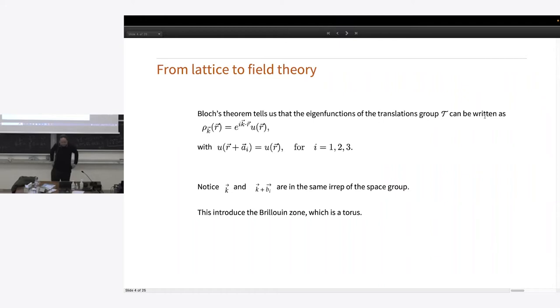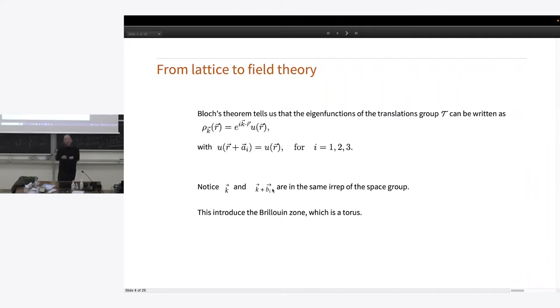Thanks. So one important thing is that momentum k and momentum k plus b_i, where the b_i are the momentum unit vectors we defined earlier, are in the same representation of the space group. Why? Because when I do the translational shift, making r go to r plus a_i, I change my momentum from k to k plus b_i.